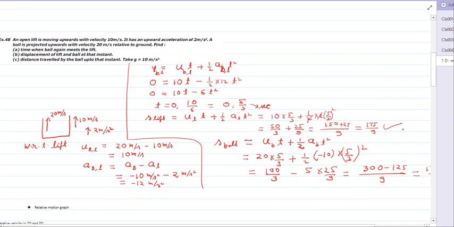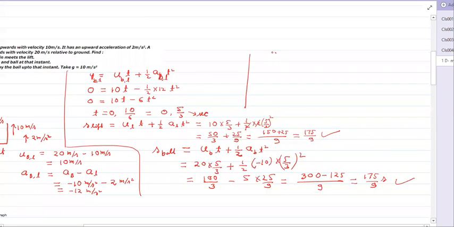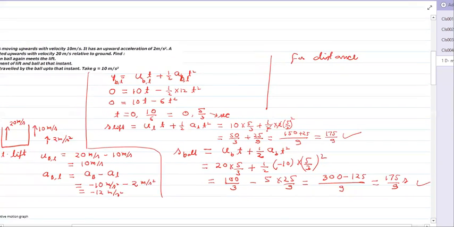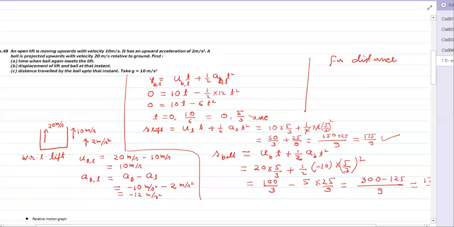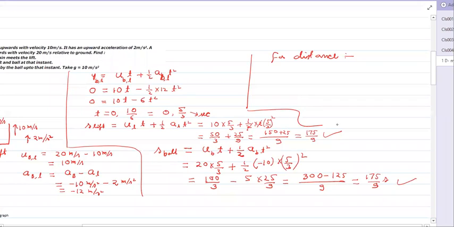Now we have to find the distance traveled by the ball up to that instant. So how do we find distance traveled? For finding distance, we have to check whether the ball is returning at some point or not. First, see how distance and displacement are different. Suppose the ball is projected upward, goes upward and then returns back. The displacement will be only this much, from A to B, suppose.